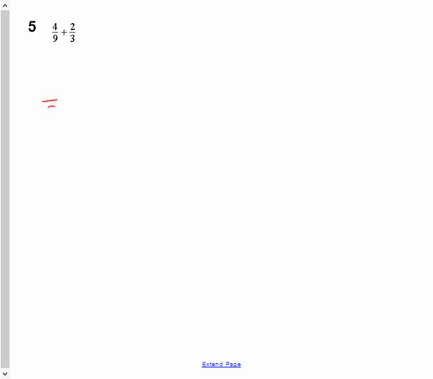4/9 plus 2/3, common denominator will be 9. Equivalent fraction to 2/3 will be 6/9. Add your numerators. Keep your denominator. Your answer is 10/9 as an improper fraction.